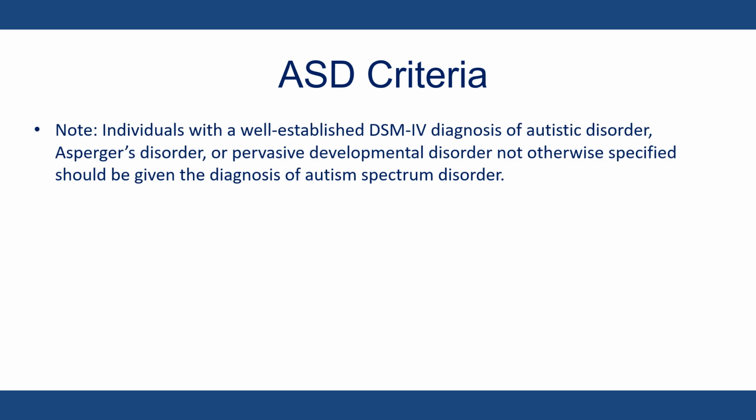Here's a quick note: if you have a child who was meeting the criteria of DSM-4 or any other previous DSM versions for either autistic disorder or Asperger disorder, those children should be given a diagnosis of ASD now.